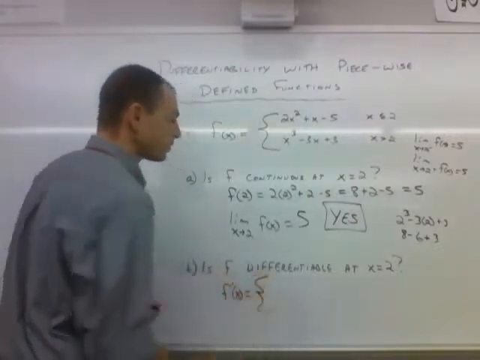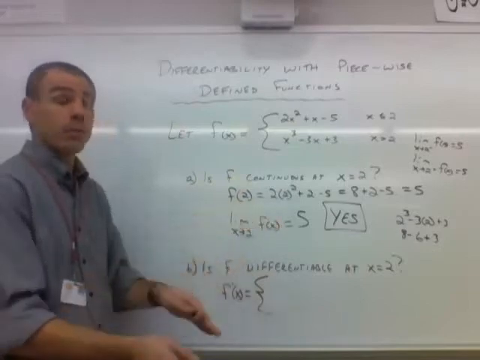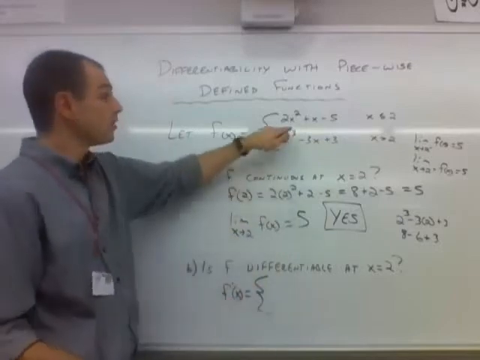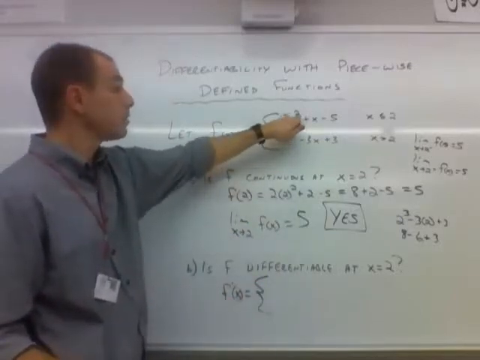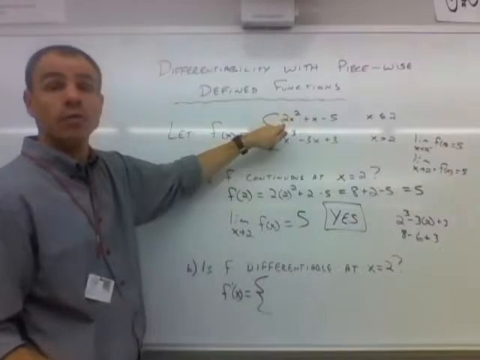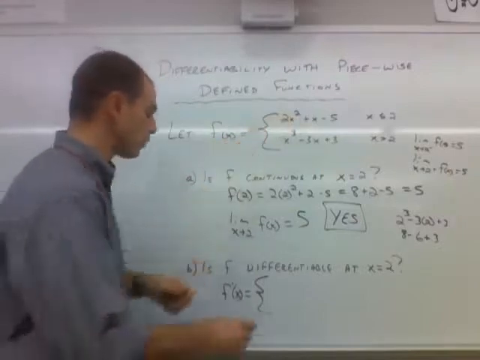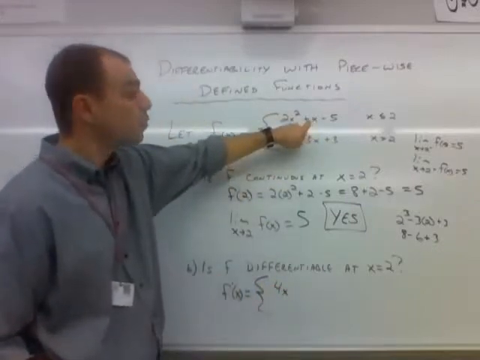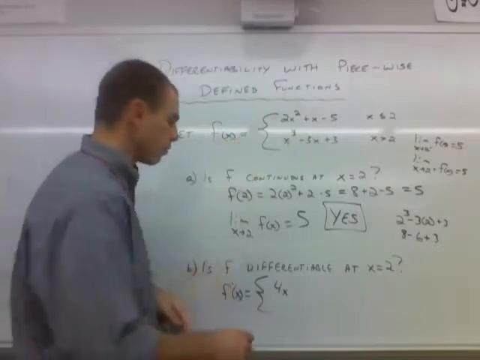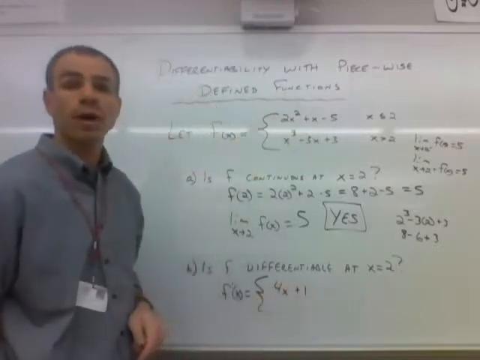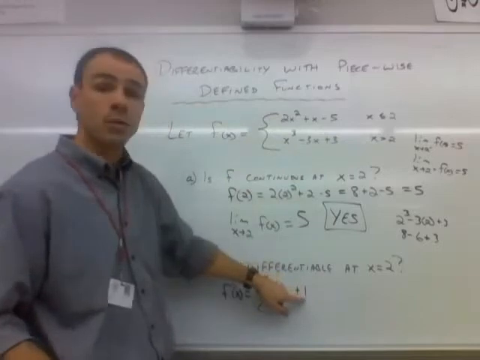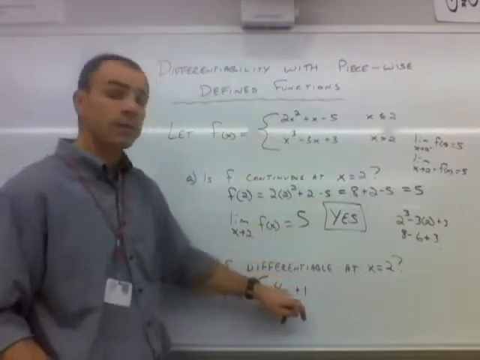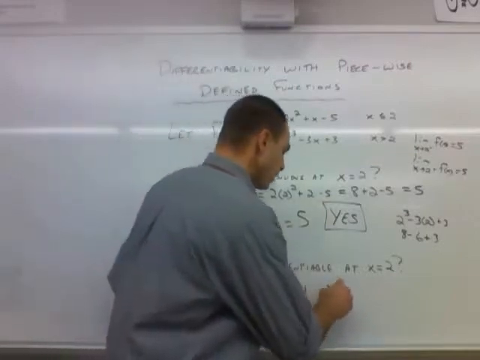f prime of x, we just derive the top and we derive the bottom. The derivative of 2x squared plus x minus 5. Let's use our rules. 2x squared, the 2 up here will come down and multiply by the coefficient of 2, so we have 2 times 2, or 4x. And then the derivative of x, well, the coefficient is a 1 right there. It's not written, but it's there. So that coefficient is going to come down. So we have 4x plus 1. The derivative of x will always just be 1. And then we have the constant of 5. 5 derives to 0.